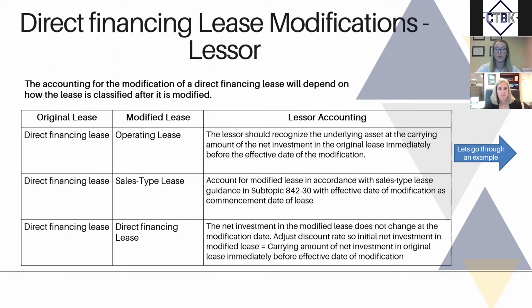And then finally, you could have a direct financing lease that remains a direct financing lease. And in that case, the net investment in the modified lease will not change. You're just going to adjust the discount rate so that the initial net investment equals the carrying amount of the net investment. Again, we'll walk through an example because I think it's the easiest way to see how this accounting really works.